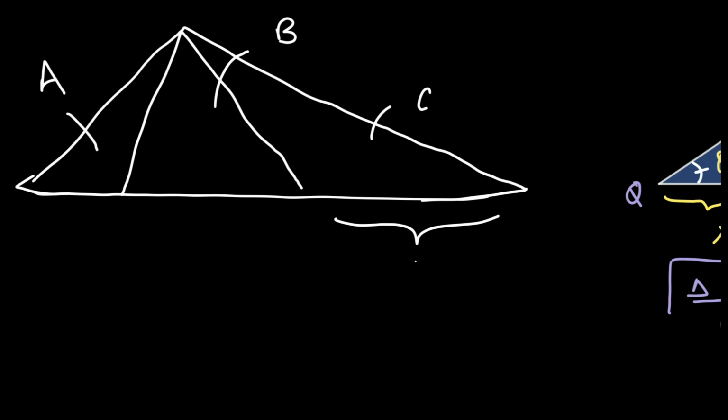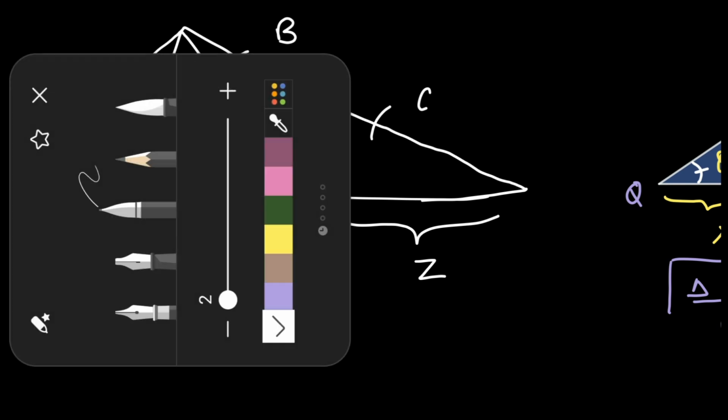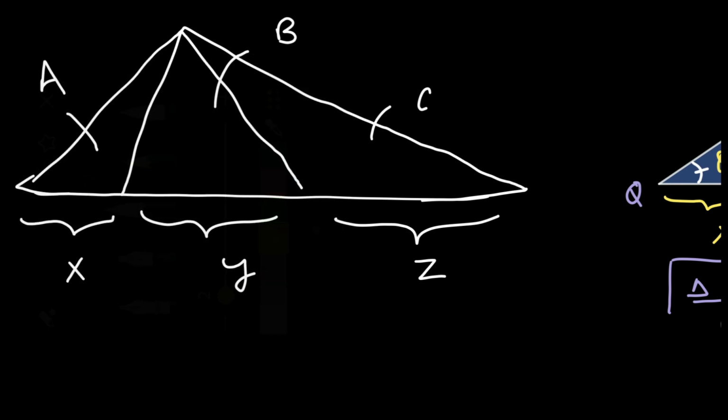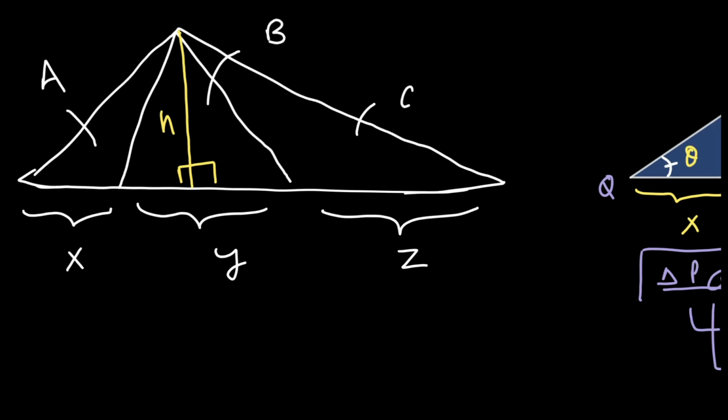The base of this is z, the base of this is y, and the base of this is x. Now what I will do is simply draw a perpendicular from this top point to the base of this biggest triangle. And let the length of this line segment be equal to H. Now look carefully in this triangle. The height of this triangle is H, base is equal to y.